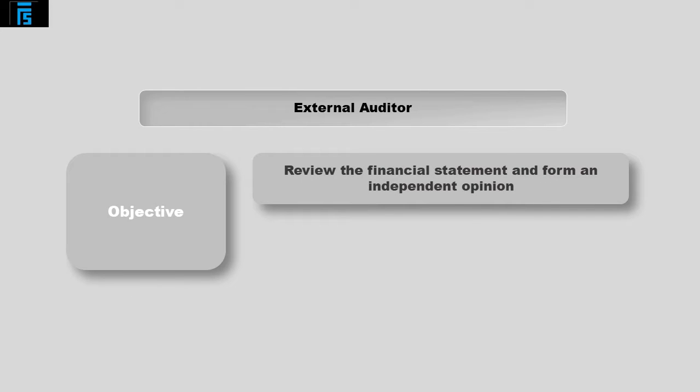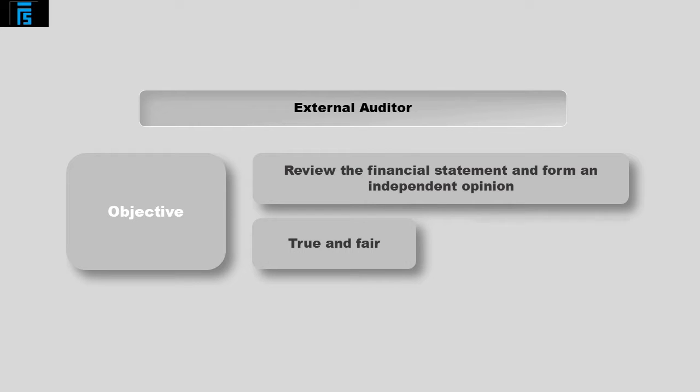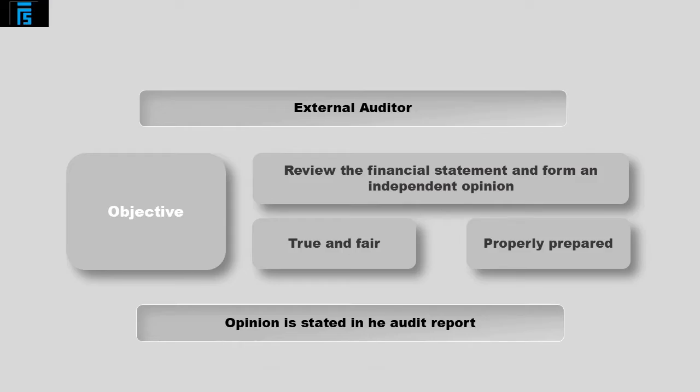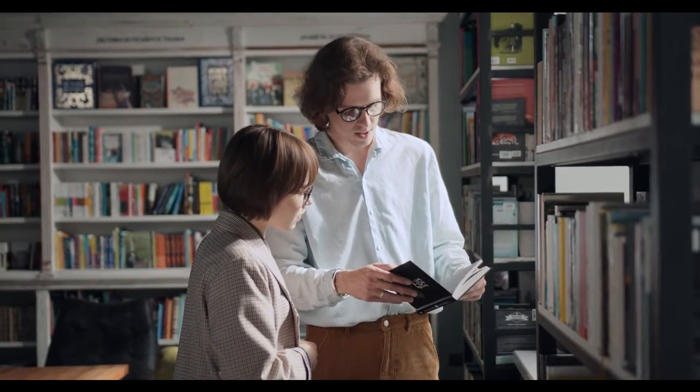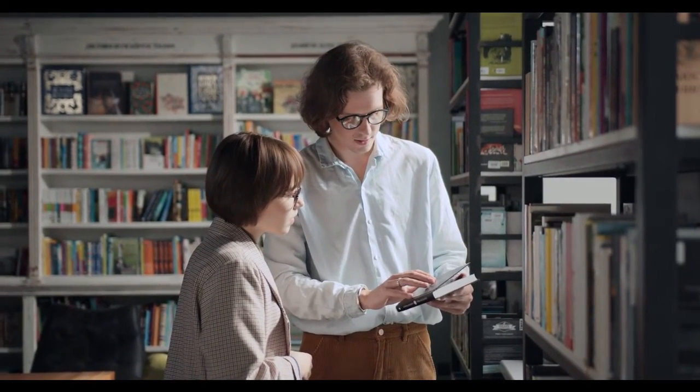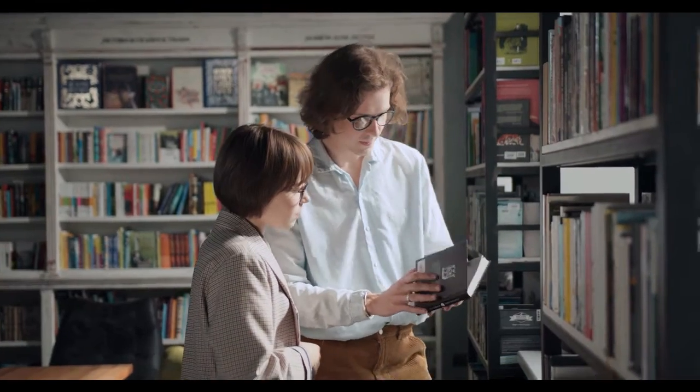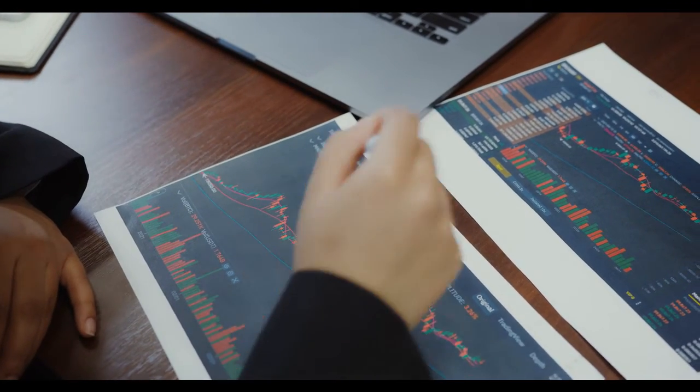Our external auditor's objective is to review the financial statements and to form an independent opinion. The opinion has specific wording, and the auditor must communicate whether the financial statements are true and fair and properly prepared. This opinion is stated in the audit report. This is prepared by the auditors once all audit work is completed and included within the financial statements when presented.